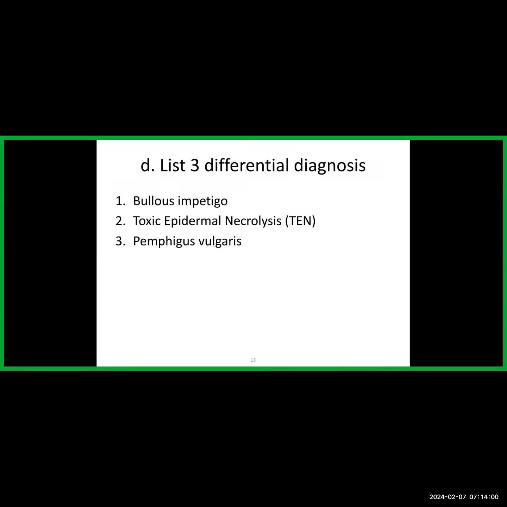The three differential diagnoses include bullous impetigo, toxic epidermal necrolysis, and pemphigus vulgaris. Bullous impetigo is a blistering skin disease caused by exfoliative toxin. However, the exfoliative toxin is restricted to the site of the infection, and bacteria can be cultured from that blister or its contents. It has actually been referred to as a localized form of staphylococcal scalded skin syndrome. Remember, in staphylococcal scalded skin syndrome, culture of the bullous material is sterile.